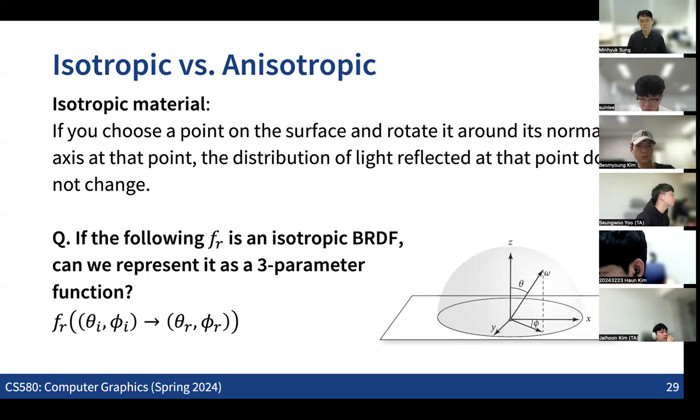This is the case where we are not rotating the incoming light direction or the viewing direction, but rotating, for example, the surface. Think about a piece of paper on a table: we rotate the paper on the table while keeping the same light environment and the same viewing direction, and we see the same distribution of light in those cases.